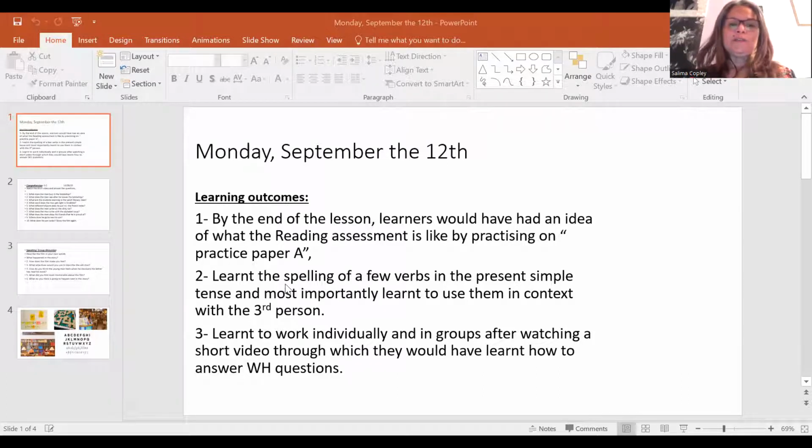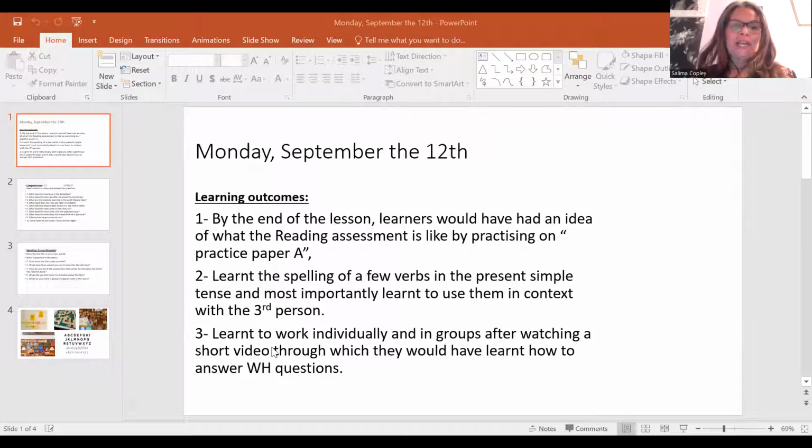Second, learn the spelling of a few verbs in the present simple tense, and most importantly, learn to use them in context with the third person. So we don't want the learners to focus on grammar. It is very important, like I always say, but use the grammar in a context.